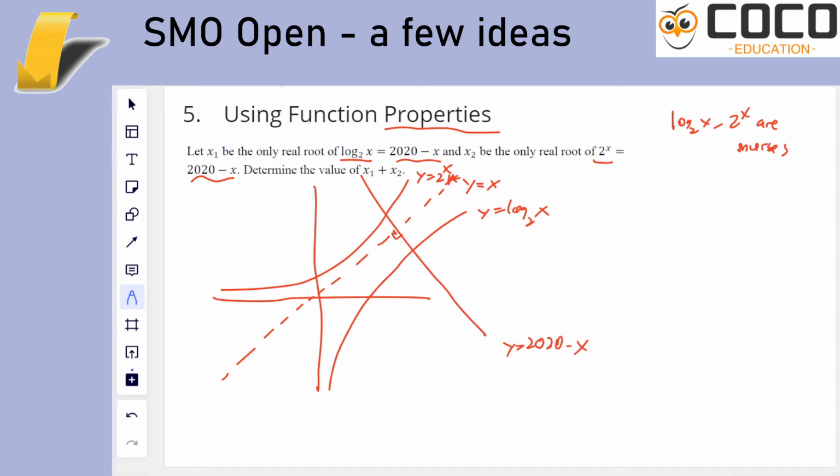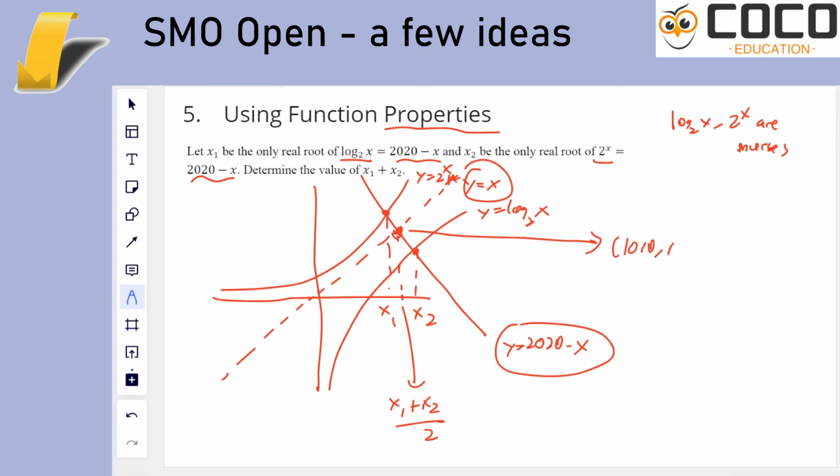And therefore, it's going to be symmetric when you look at the two intersection points, x1 and x2. If I take this, it tells me that x1 plus x2 over 2, which is going to be the average, is the intersection between y equals x and y equals 2020 minus x. Which obviously, the intersection is just 1010, 1010. And so x1 plus x2 is 2020.